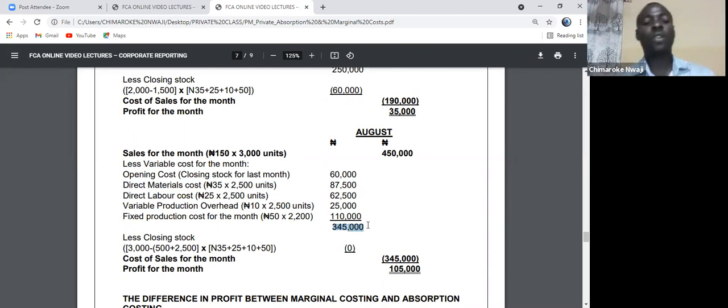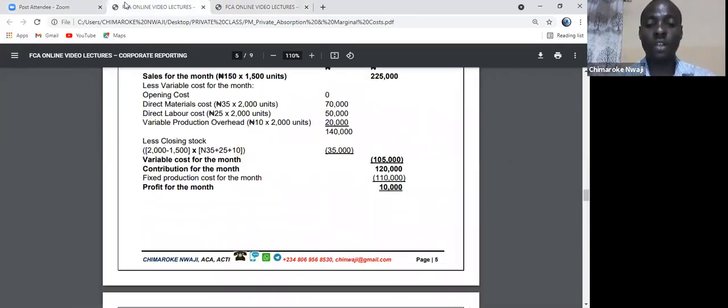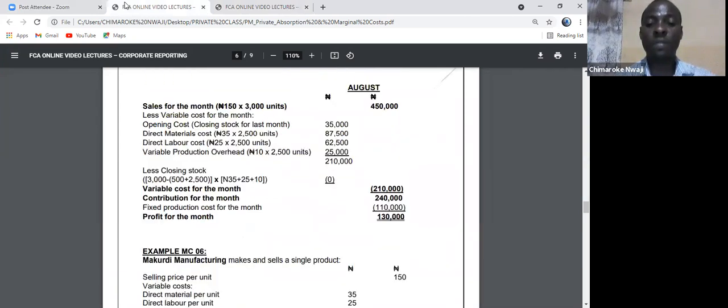Now your closing stock, we said it is 0 because this is 0 units. Of interest to note that this naira valuation is 120. So 120 times 0 will give me 0. So that's the 0 we have here. So it means that your cost of sales for the month is 345 and your profit for the month is 105. Now let's contrast it here with the profit of marginal costing, which gives me 130.